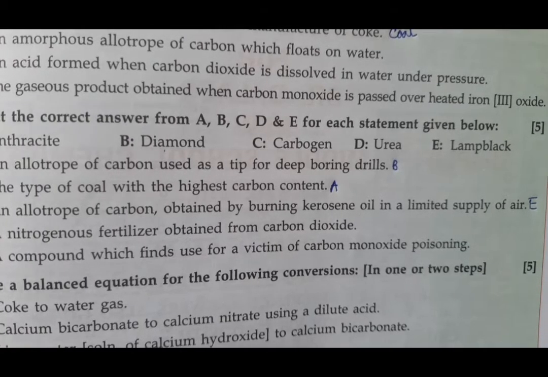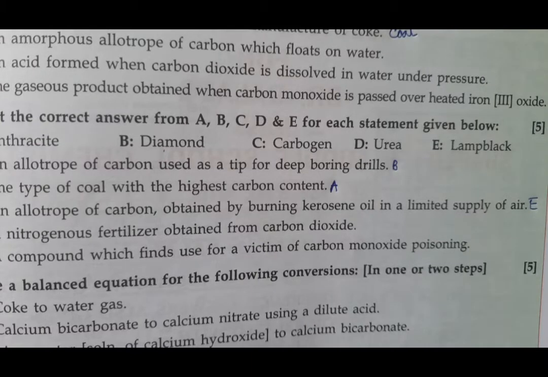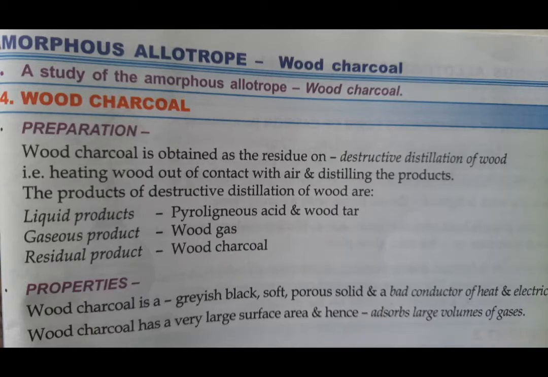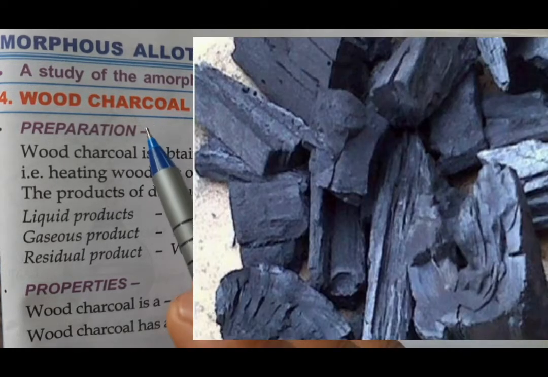Now we go to the fourth amorphous form of carbon, that is charcoal. Now students, we will see the fourth allotrope of carbon in amorphous form, that is wood charcoal. Actually it's charcoal, and there are three types of charcoal.